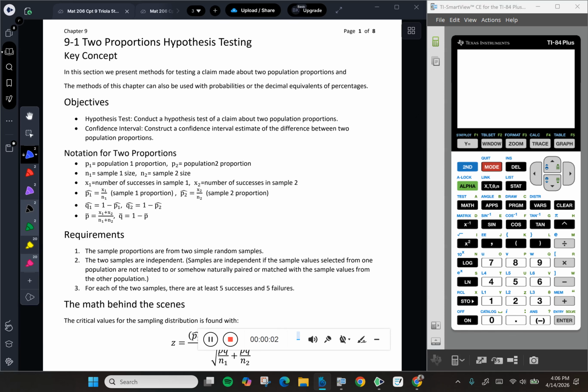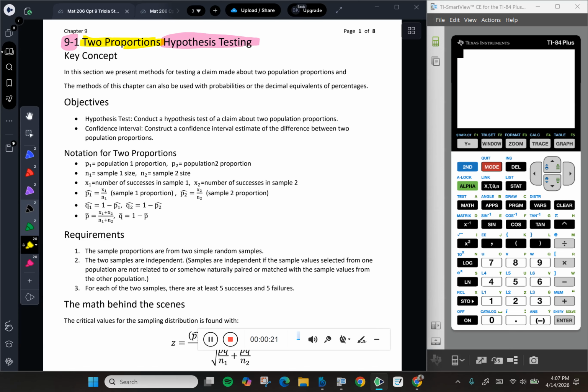Okay, so welcome back. Today we're going to begin taking a look at Chapter 9. In Section 9.1, we're going to take a look at some more hypothesis testing. But this time the hypothesis testing is going to be two-proportion hypothesis testing. Now, what does that mean?